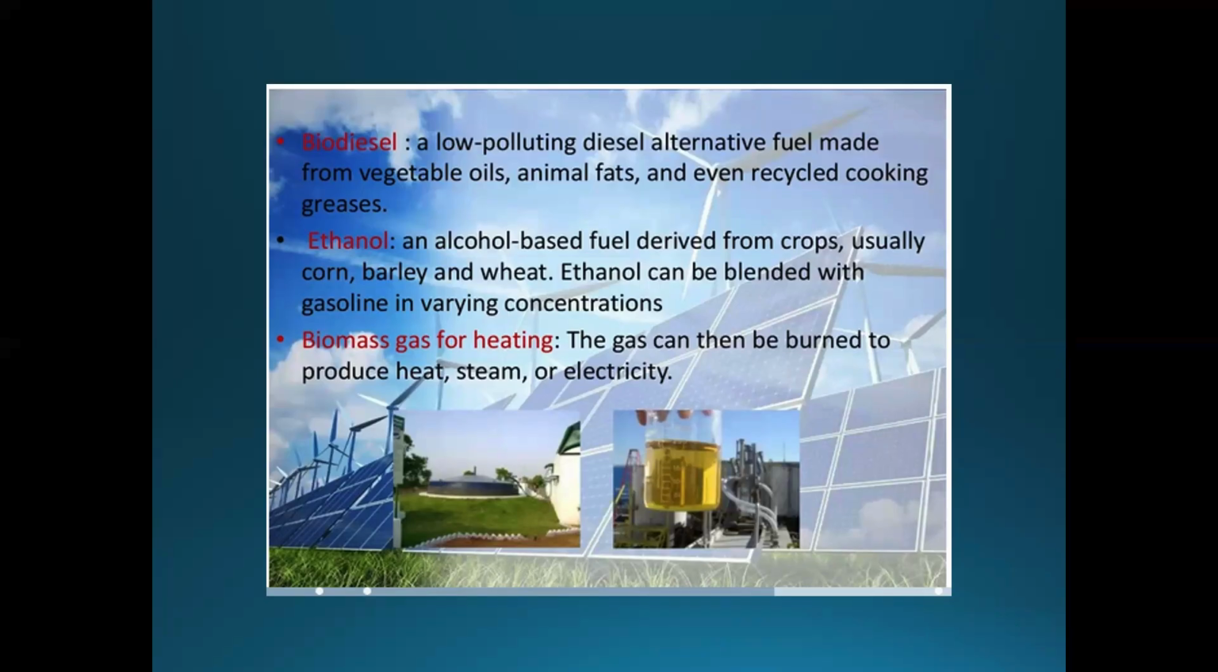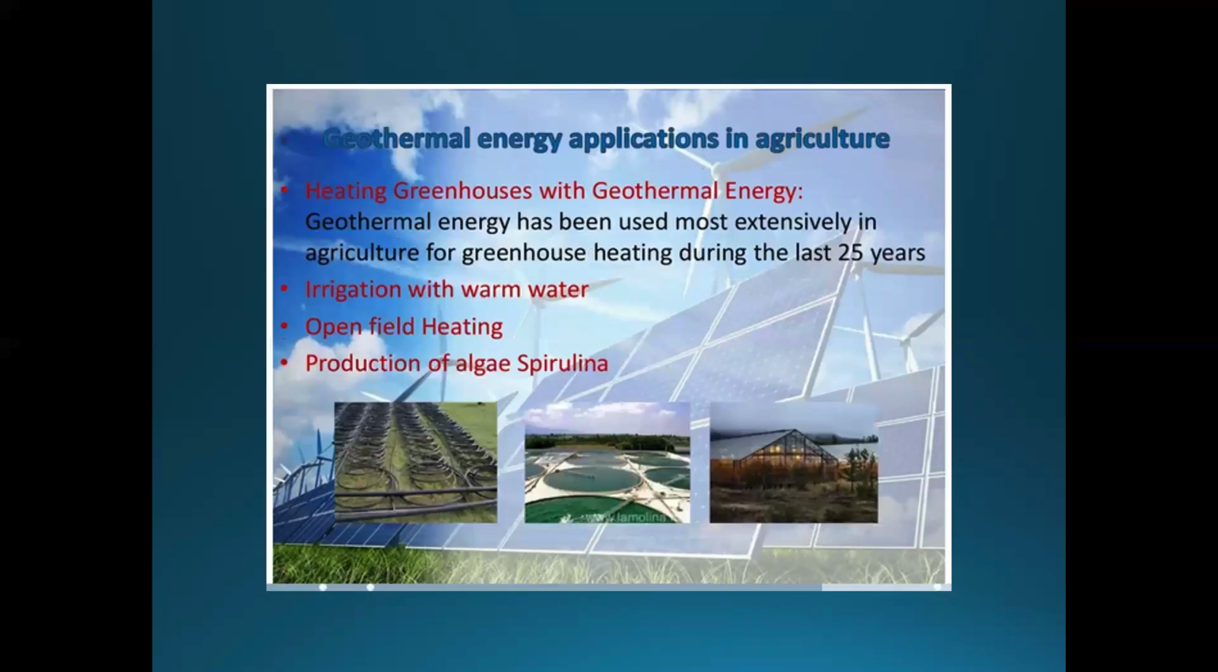Okay, so biodiesel can be produced, bioethanol can be produced. So these two are the fuels. They can be used as such, or they can be blended with the already present fuels. Okay, and this biomass gas, nothing but the biogas, is used for heating purpose. It is used to produce the steam. It can be used to generate the electricity.